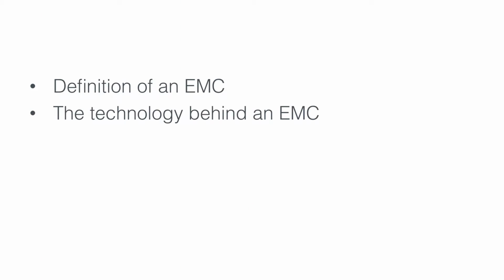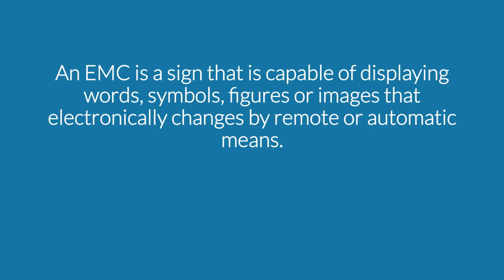Now let's take a brief look at the EMC, or Electronic Message Center, technology. First, we're going to look at the definition of an EMC, and then we're going to look at the technology behind an electronic message center. Here's the definition of an EMC: a sign that is capable of displaying words, symbols, figures, or images that electronically changes by remote or automatic means.